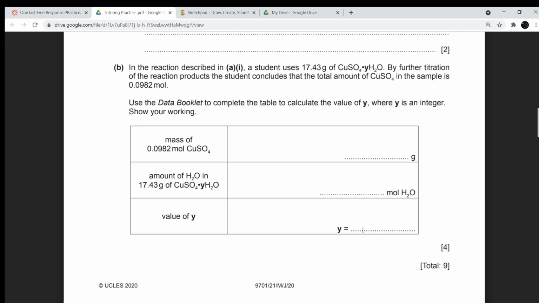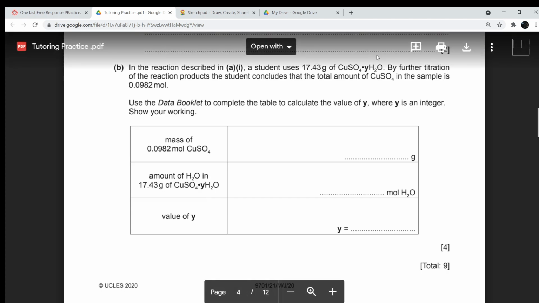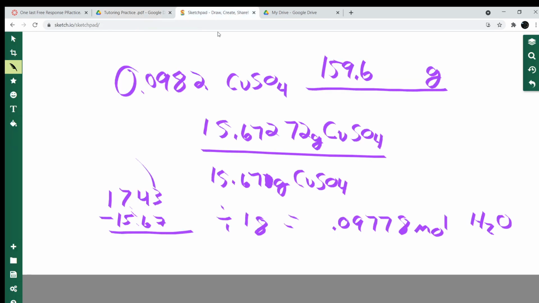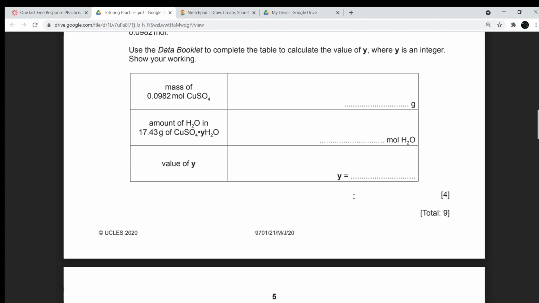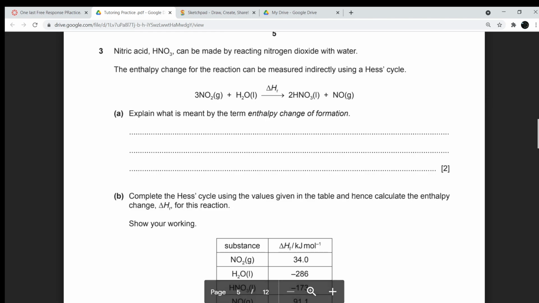Next is asking for the value of y. Well, y is a ratio. So this is our moles, and this is how many moles of water we got. Comparing those two, that's just about 1. So therefore, in this one, the answer is going to end up being 1. All right, let's move on to question number 3 now.